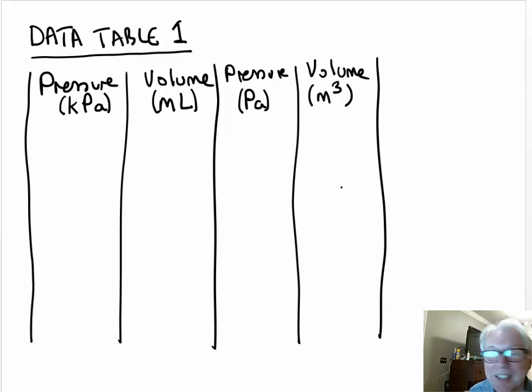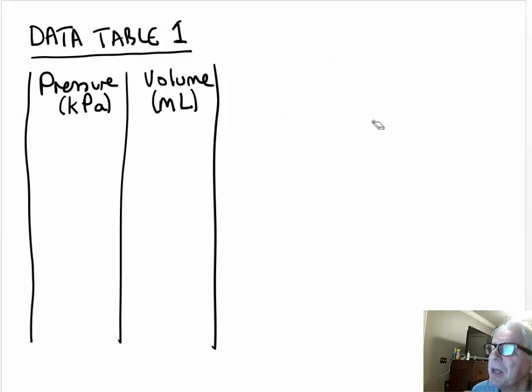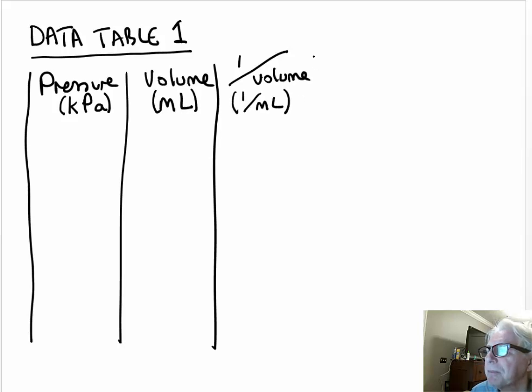I'm beginning to regret this already because there's an awful lot of math here. So let's do it the other way. I'm going to not worry about this. I'm going to leave them in their funky units, but I do need to plot 1 over the volume, and the units will be 1 over milliliters.